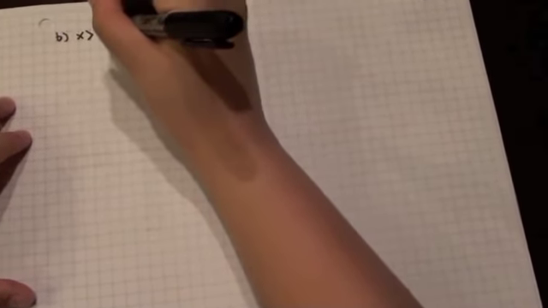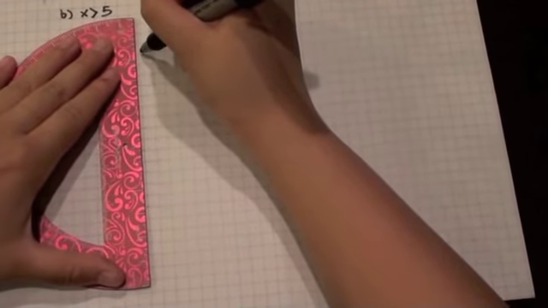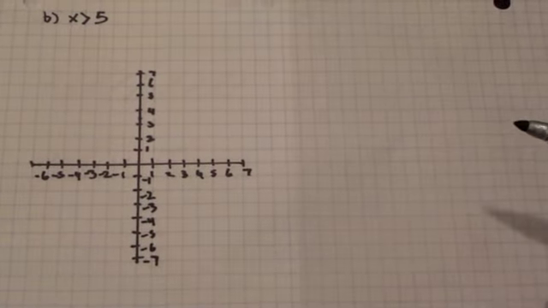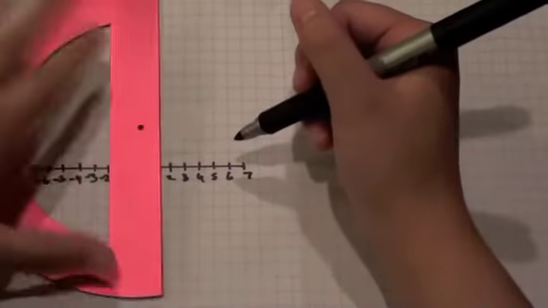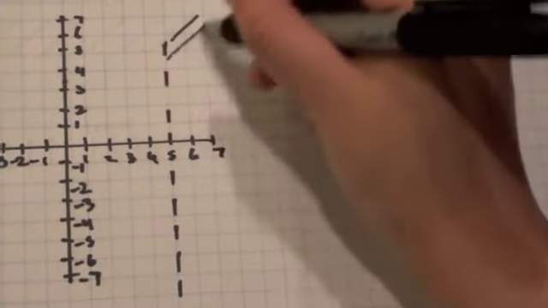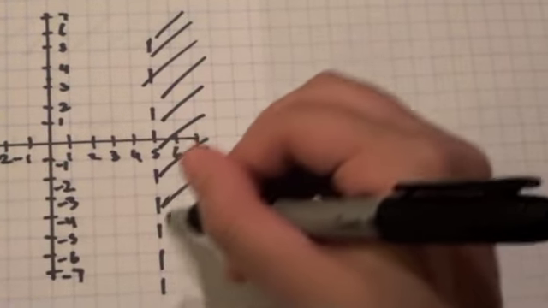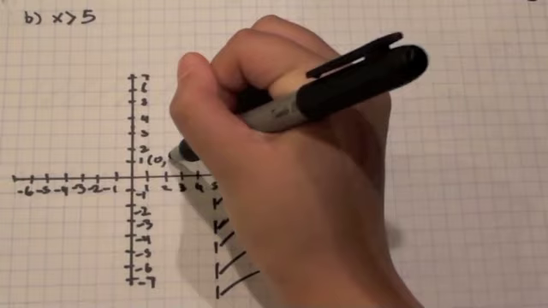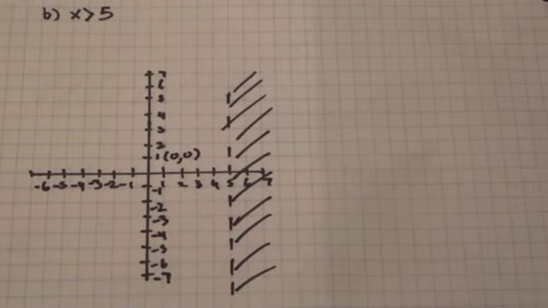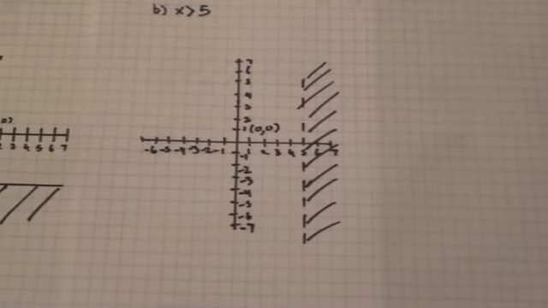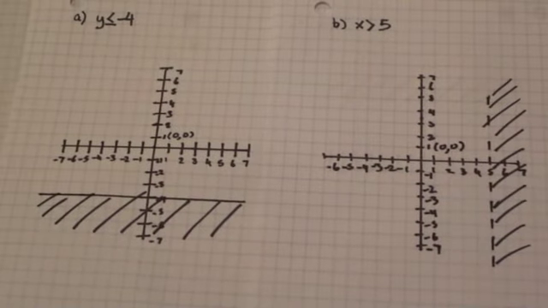And then the next inequality is going to be x is greater than 5. So we're going to draw the graph again. Then we're going to draw a dotted line at 5 because it's greater than, not greater than or equal to. And then we're going to shade the region past 5. Then we're going to test that again with the origin. And because 0 is less than 5, it's not included in the shaded region. So there you have it.